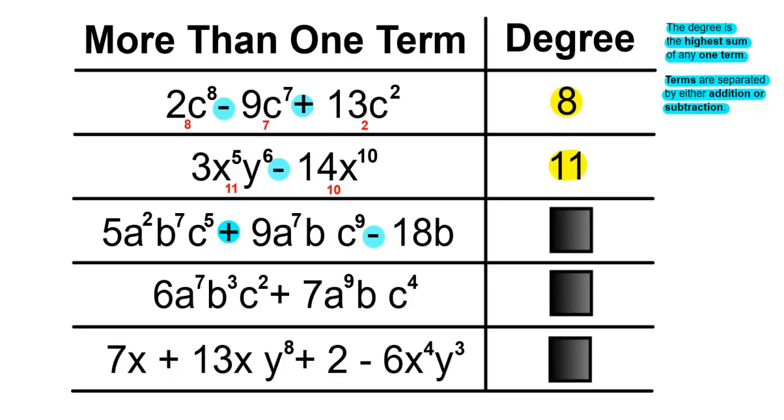There are 3 terms here. The degree of the first term is 14. For the second term, look for invisible exponents. B has an exponent of 1. So 7 plus 1 plus 9 is 17. The second term has a degree of 17. And the last term has a degree of 1. So this polynomial has a degree of 17.